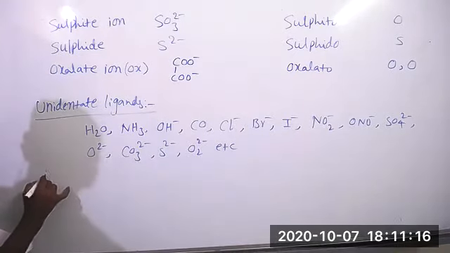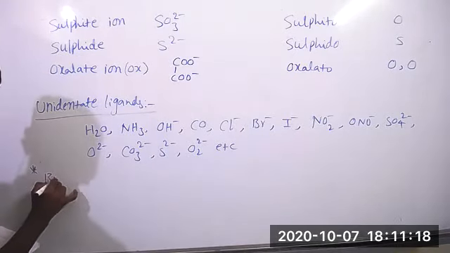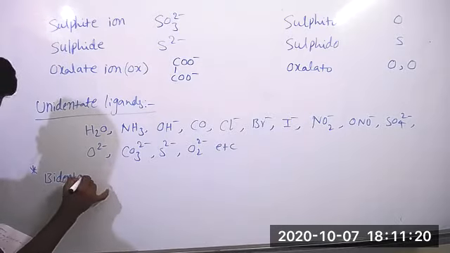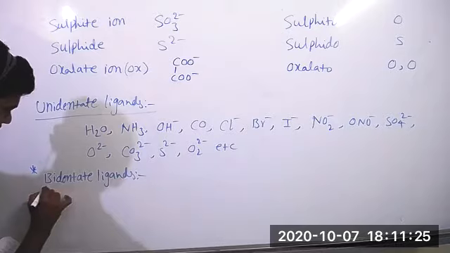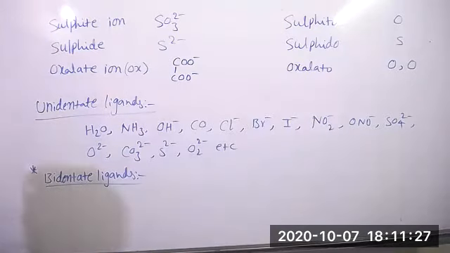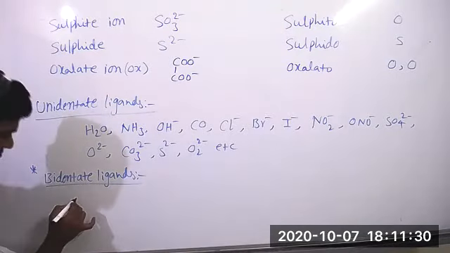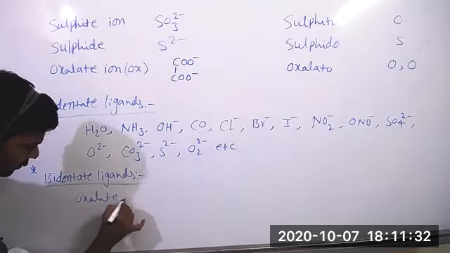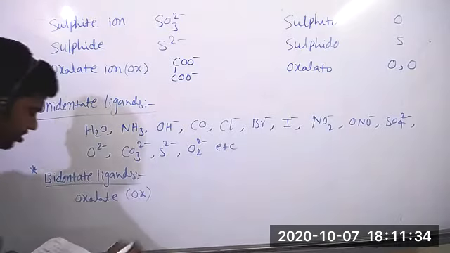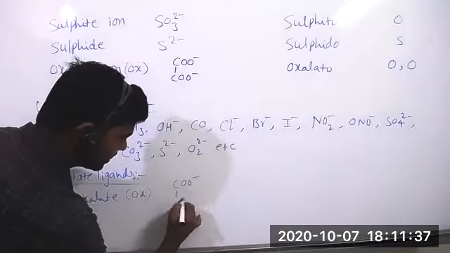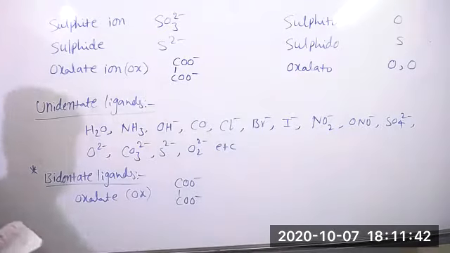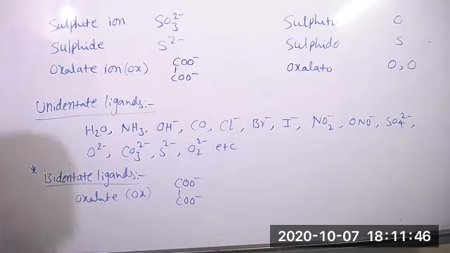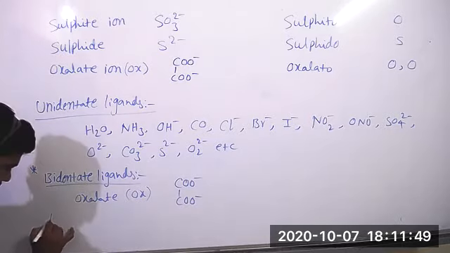Next, bidentate ligand. This is very important. Bidentate ligands: oxalate. So shortcut we are keeping OX only. Formula already you know, COO minus bond COO minus. Ethylene 1,2 diamine.